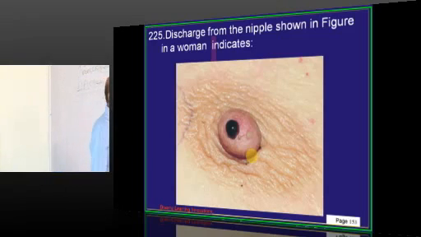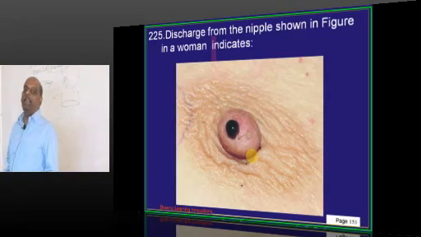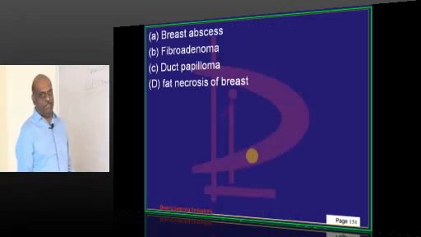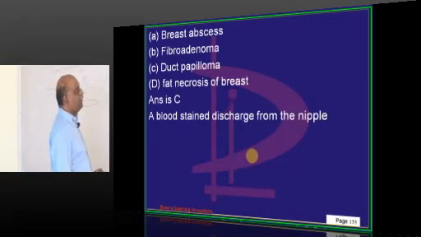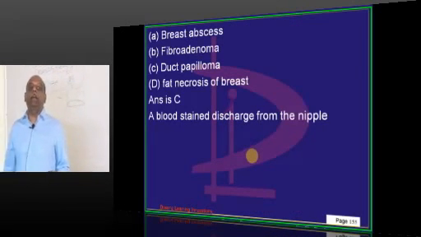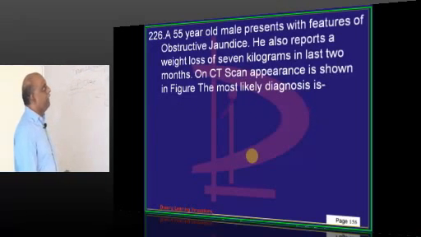The discharge from the nipple, what do you see here? A red colored discharge, which is bloody discharge. Whenever bloody discharge is there, it is more likely to be a duct papilloma, is what needs to be remembered.